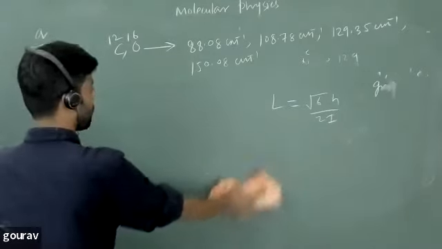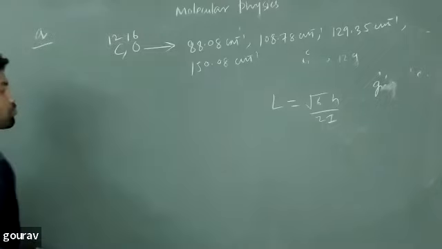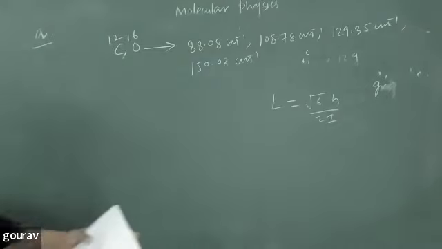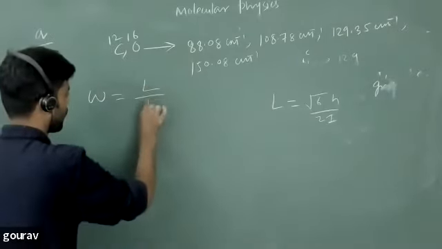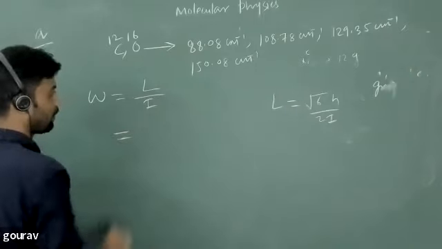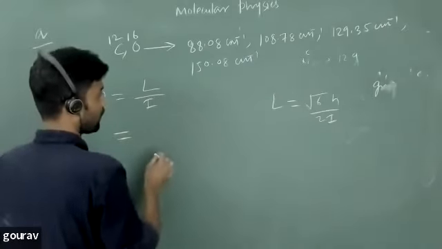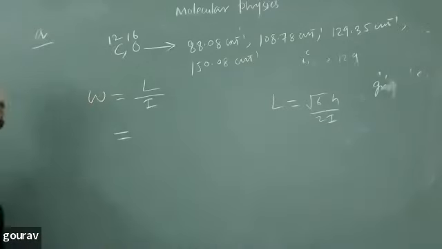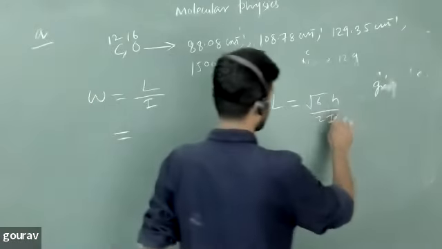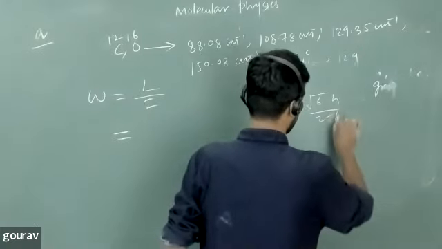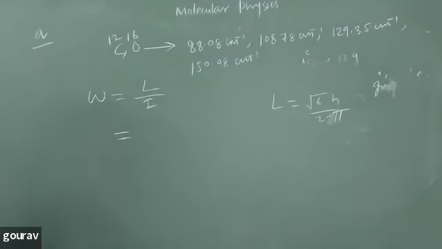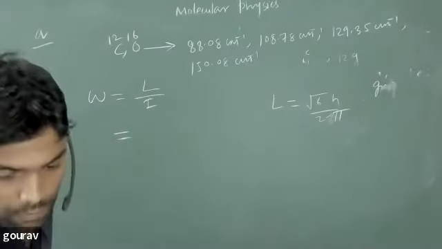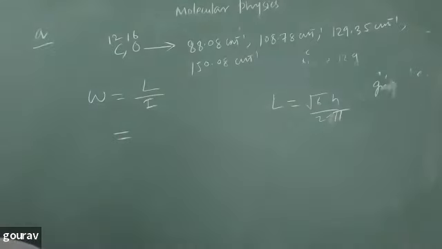Now, can you calculate omega? Omega will be how much? L by I, right? And L you have calculated, right? Can you calculate? So here, what I have written, that will be pi, right? Yes, sir. Right. Okay. Can you calculate?